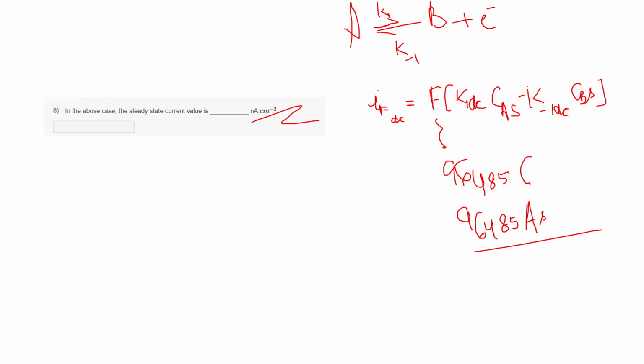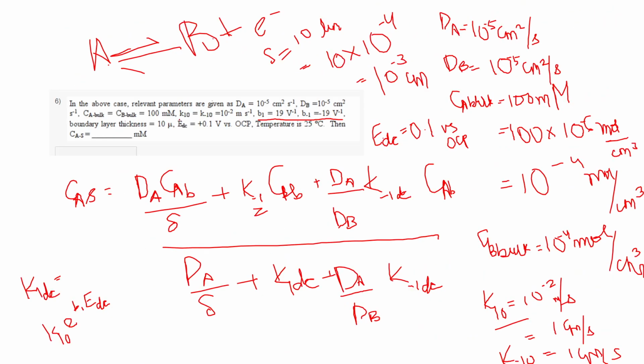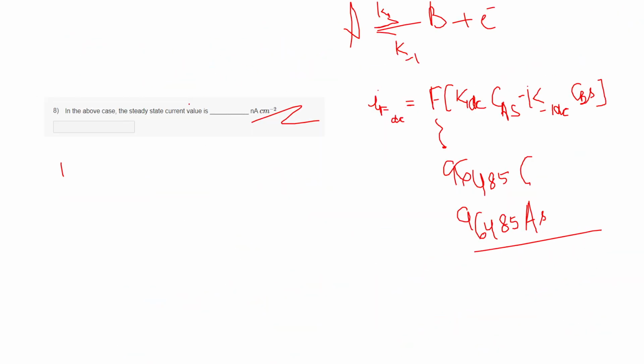And then, you know what is K1 DC, K minus 1 DC? We already did that. In case you have to refer, K1 DC is 6.686 centimeter per second. This is 0.149 centimeter per second. This is actually a direct substitution, but under the constraint that if you have got the 6th and 7th question correctly, you can get the 8th question correct. So you can expect such a connected question. So make sure you do not make a mistake in those first parts.